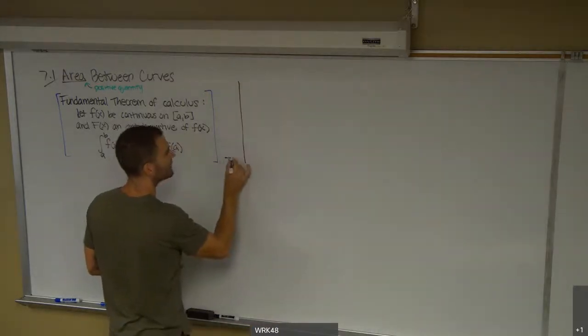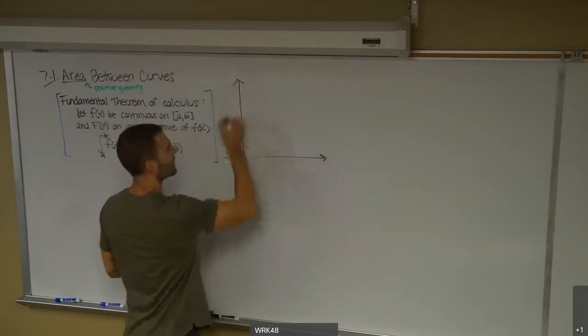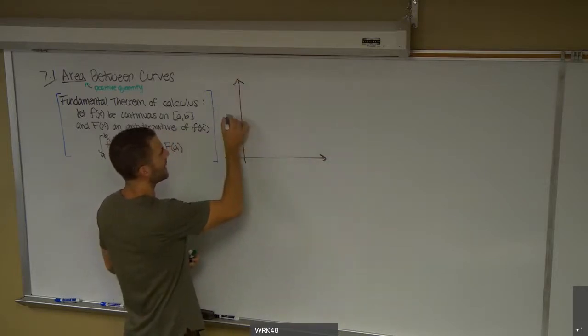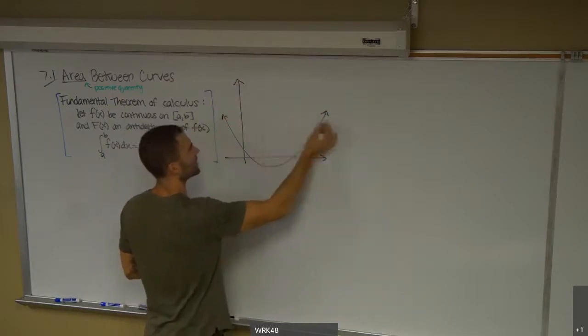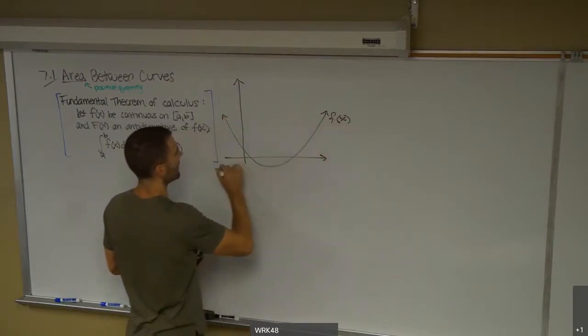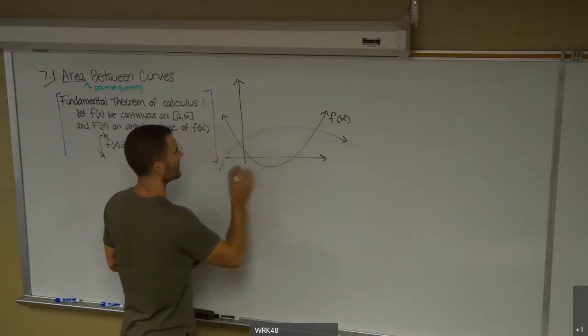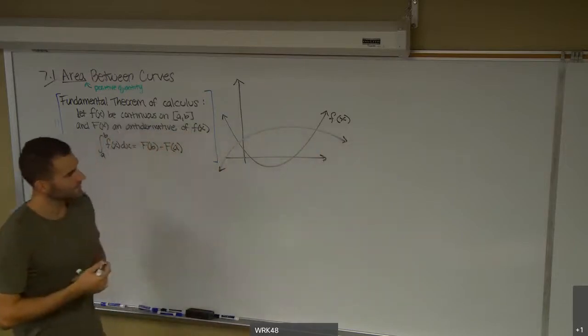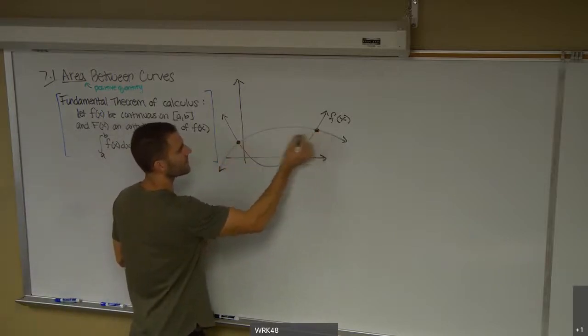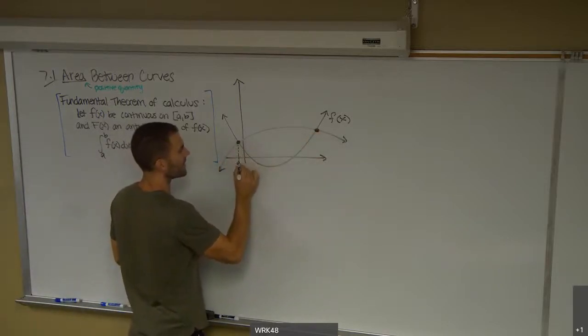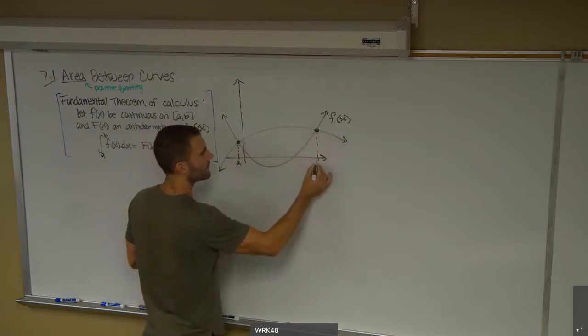And so I'll draw an XY plane, and I will draw two curves. Say f of x is this one here, and g of x is this one here. And say those curves intersect at two points, here and here, a and b.